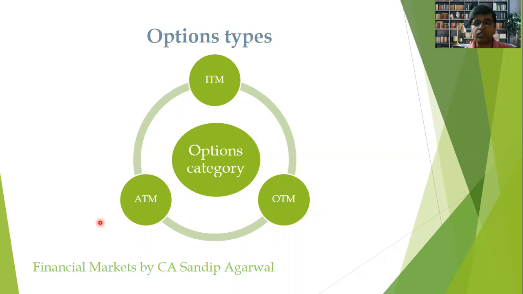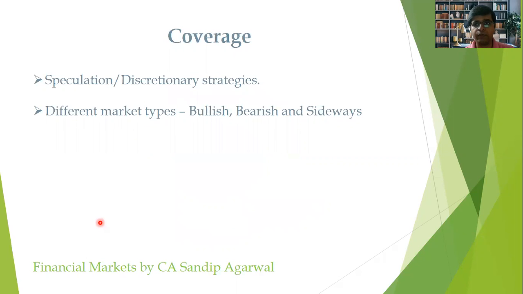Then what are the option types? Under the European and the American options, there are basically 3 types of options. One is ITM, which is in the money, another is ATM, which is at the money, and third is OTM, which is out of the money. In this video, again, we will discuss only the speculation and the discretionary strategies, because under hedging, the types of strategies or options are very few.